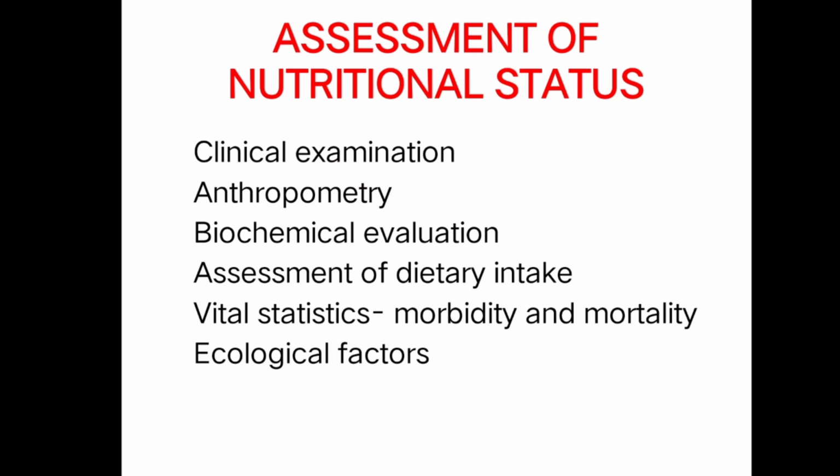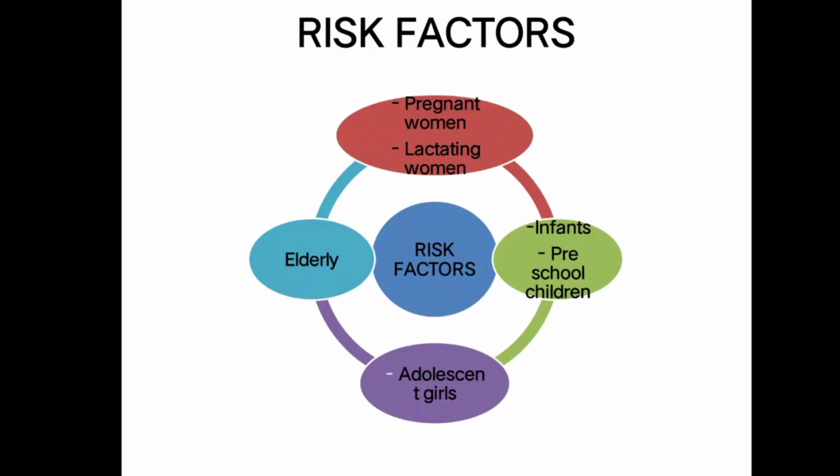It is a format of A, B, C, D, E. A for anthropometric measurements, B for biochemical evaluation, C for clinical examination, D for dietary assessment, and E for ecological factors. Another thing is vital statistics, that is you have to get the information about the morbidity and mortality rate. So risk factors, who are at the major risk for the nutritional problem is pregnant women and lactating women, because they need more amount of kilocalories and other nutrients.